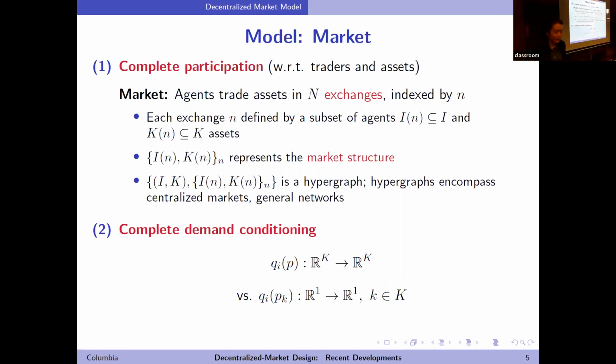Let's talk about that model. No, we will not talk about this model. We will talk about a different model today.